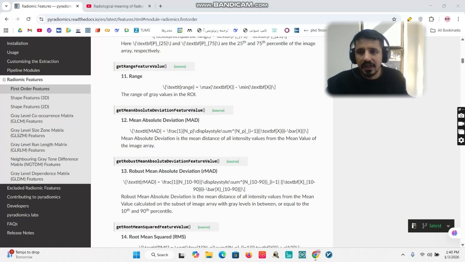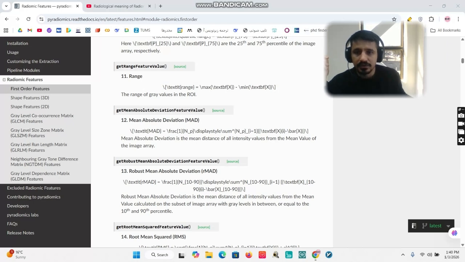And then we have another feature, mean absolute deviation. Mean absolute deviation is the mean distance of all intensity values from the mean value. We subtract the mean from each value to get the difference, and we take the absolute, so all of them are positive.